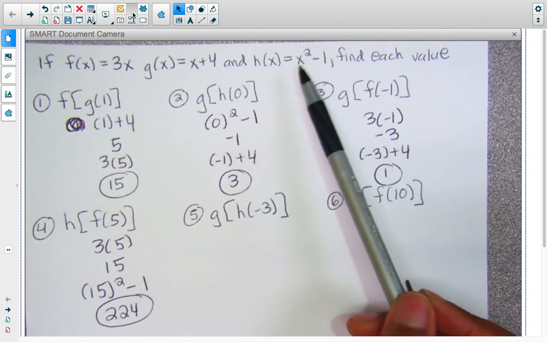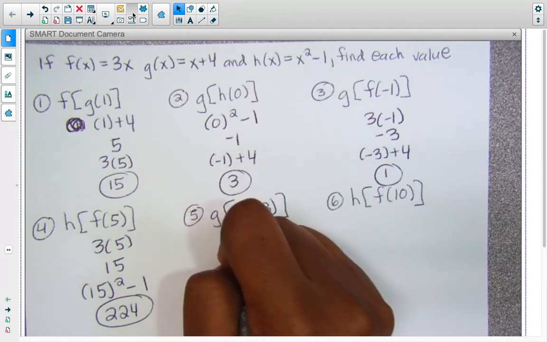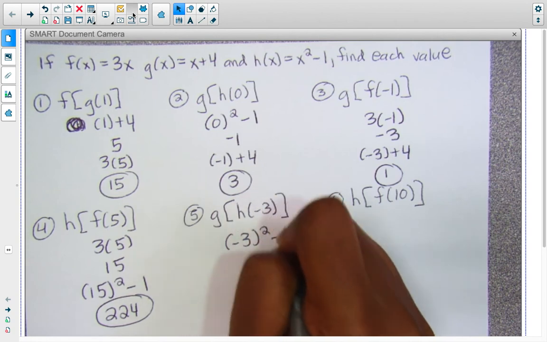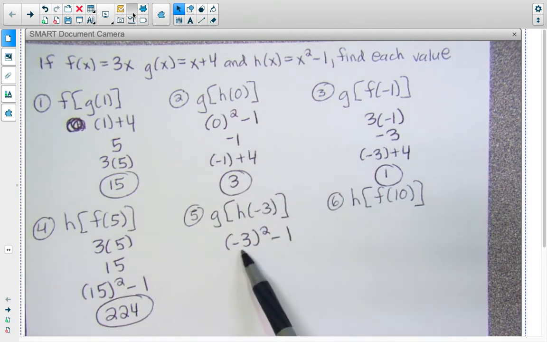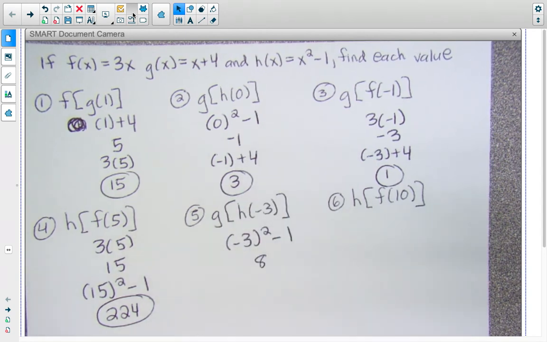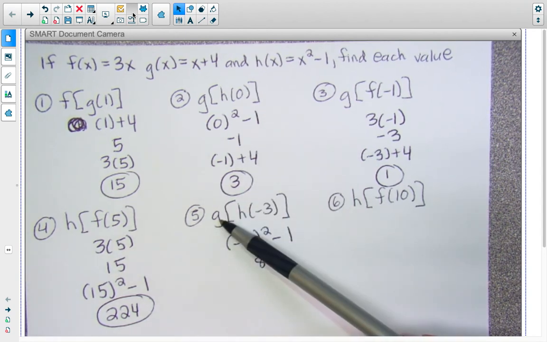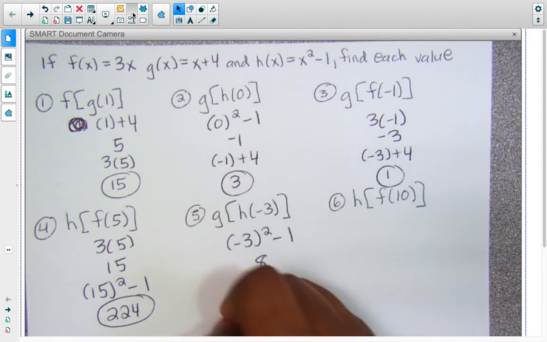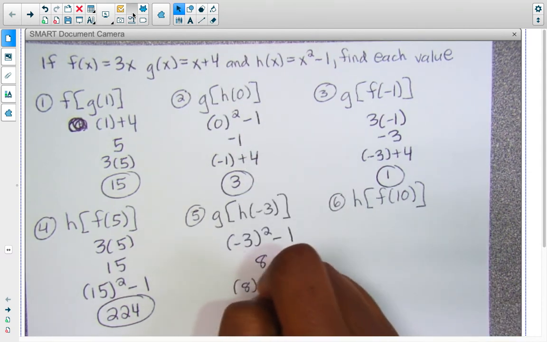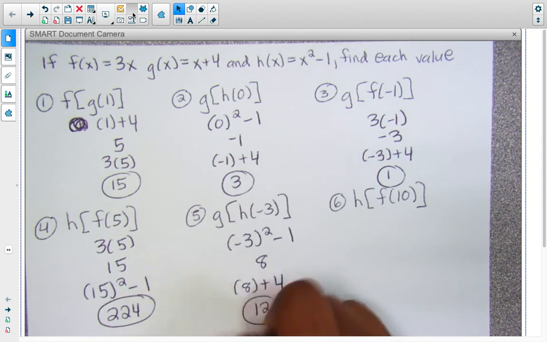So -3 into h. Okay, -3 times -3 is a +9, so be careful with your signs there. So I have 8 so far. Take 8 and substitute it into g. g is x plus 4, and we should get 12.